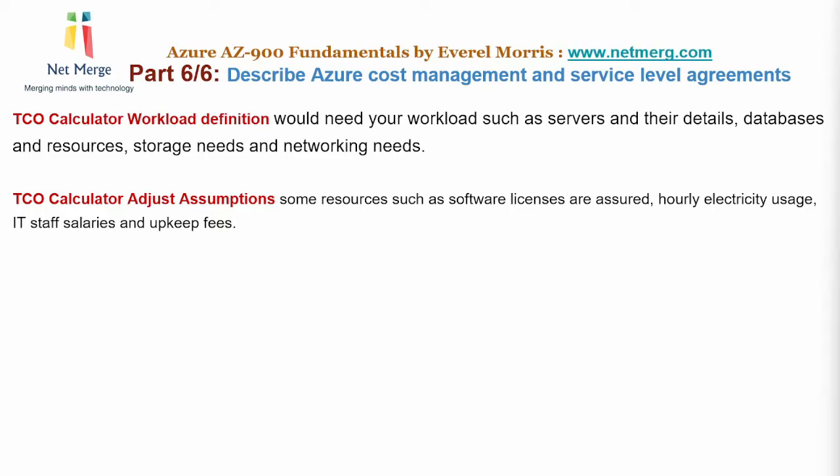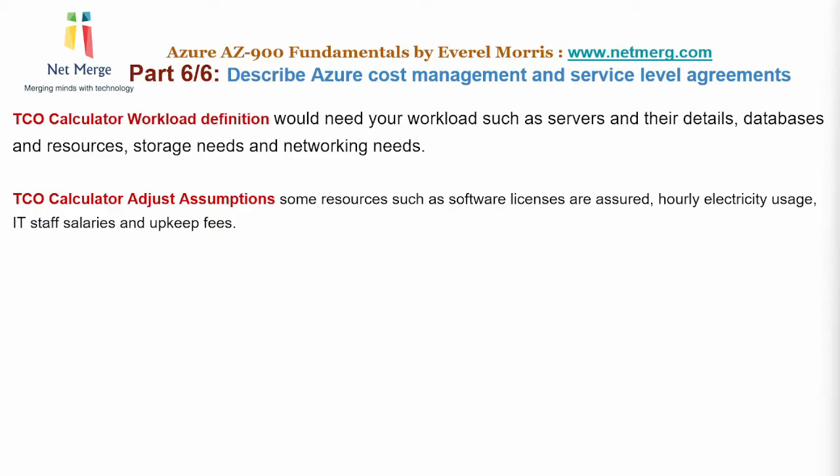Some resources, such as software licenses, are assured. You want to see if you could reuse them. You want to put them in the scenario. You want to look at your electricity usage over a particular period of time, say, for example, a day or a week. You want to input that as well.